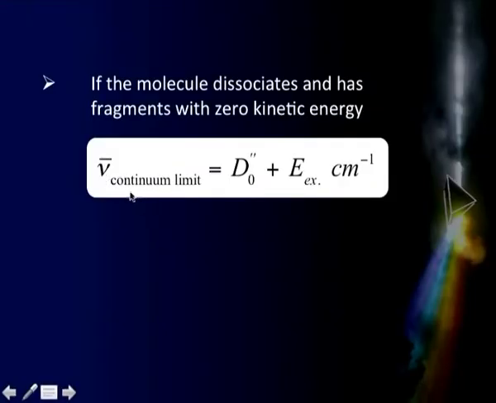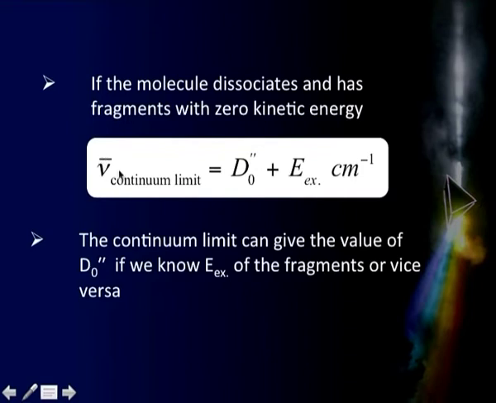If that be so, then I can say that nu prime, the continuum limit as I just mentioned, will be equal to d naught double prime, that is the dissociation energy in the ground state, plus E excitation of the fragments there. Now the question is that I have got only one data, that is I got only nu prime continuum, but there are two things which I have to find out. I do not know this, I also do not know this, but I want to find out this one here. So if I know E excitation somehow, then I can find this value, and if I know this somehow, I can find this value here.